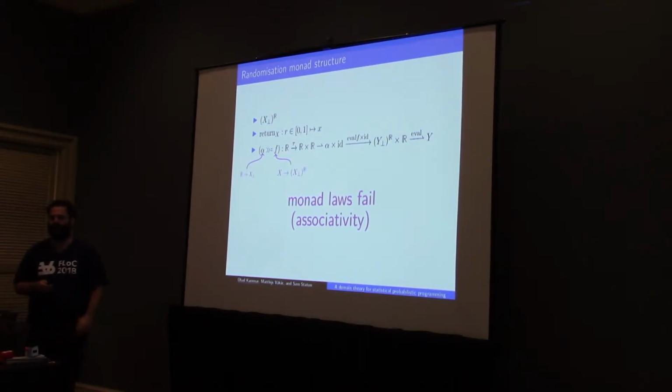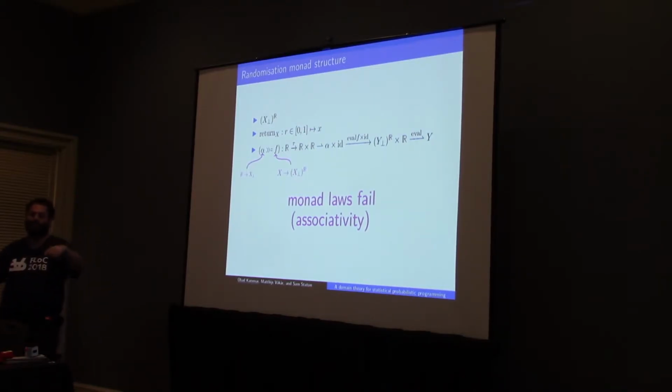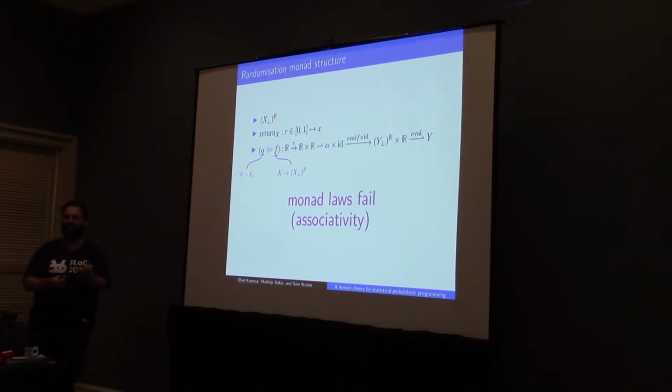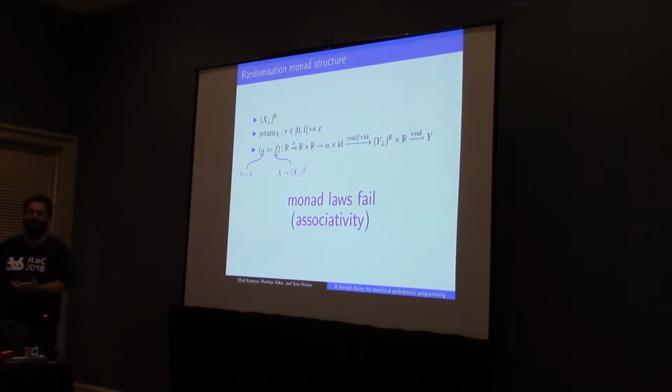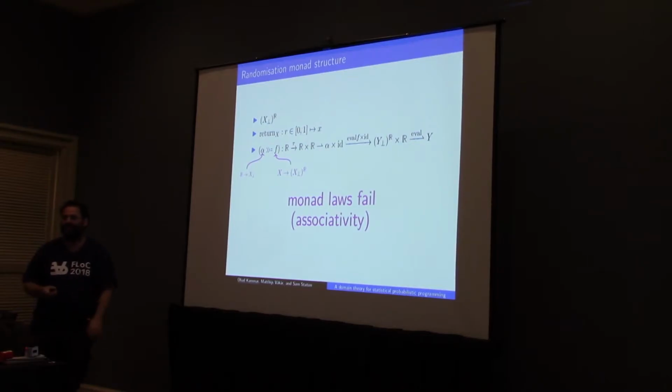Is there any reason why you can't just feed the seed through using a state monad and therefore recover associativity? When you're using a state monad, using a particular kind of flow, if you want to rearrange it, you're not going to get commutativity or anything like that. So that's going to be a different monad. Right, so then it wouldn't be commutative.